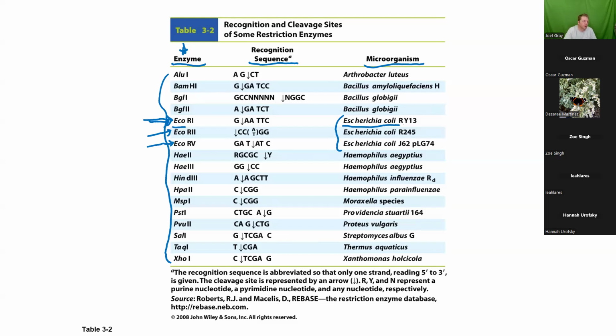Now, if you look at this RY13, R25, these are individual E. coli strains. You don't have to focus on that. But I always like to highlight this because if you think about a bacterial cell, do bacteria have a defense system?